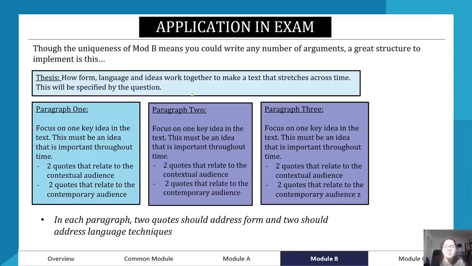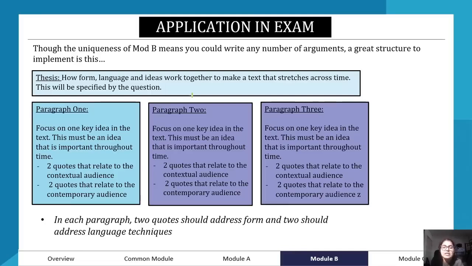Okay, so we can see that the uniqueness of Module B can mean that you write any number of arguments, but here is a good structure to implement. So you have your thesis, and remember, you want to link back to form, language, and ideas. So the unity of form, language, and ideas is textual integrity.